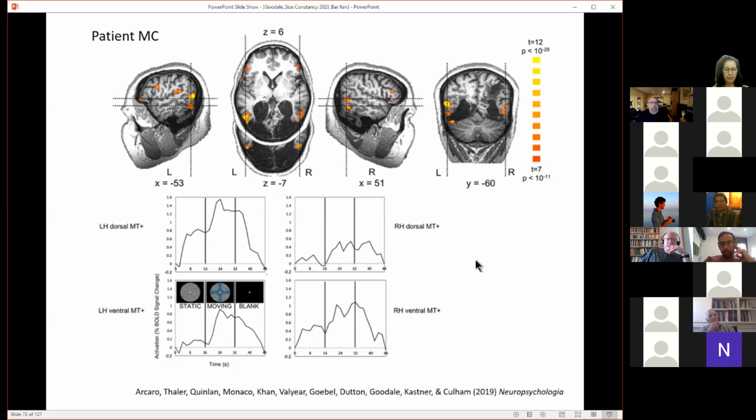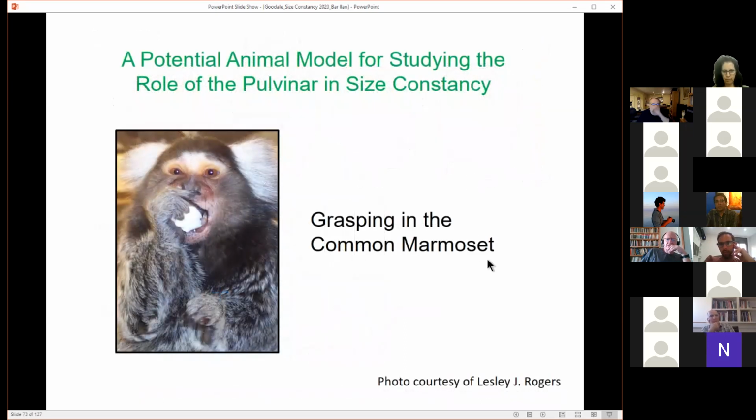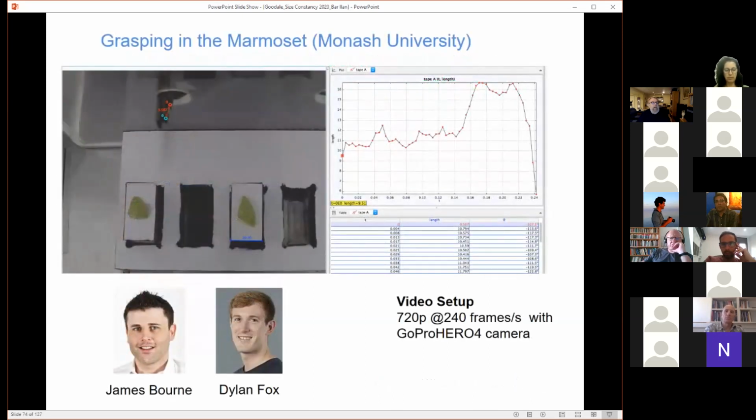Absolutely. Thank you. So most recently, I've been working with a group in Australia trying to develop a potential animal model for studying the role of, in this case, pulvinar circuits in size constancy. We've been looking at grasping in the common marmoset, which does grasp objects, particularly in a feeding situation. It'll pick up pieces of papaya or banana or other things very adeptly, and then obviously convey that object to the mouth.